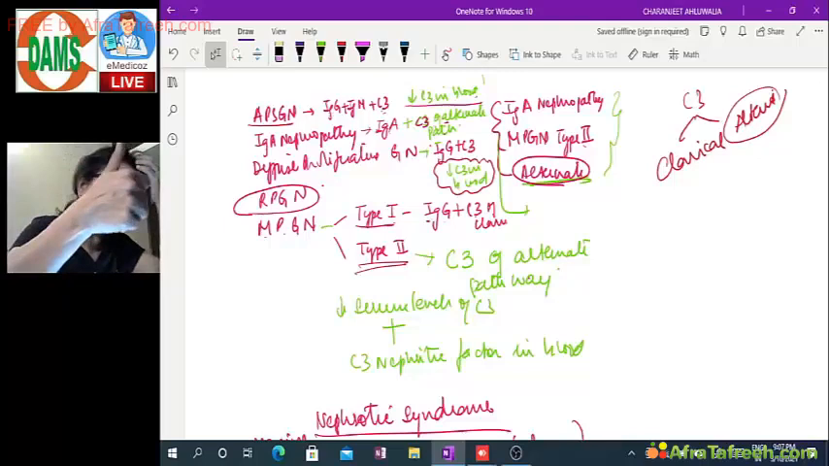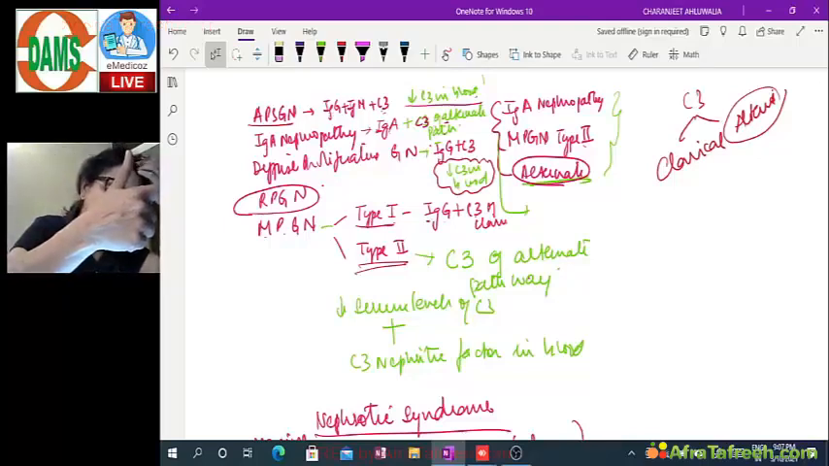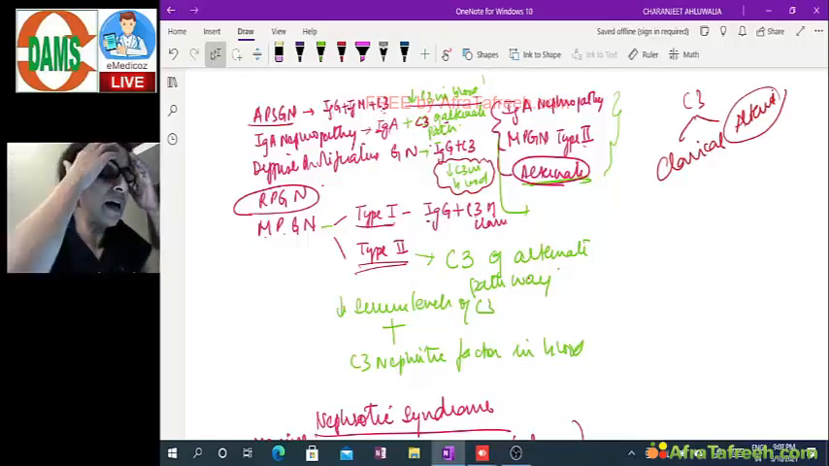So in acute post-streptococcal, serum C3 levels fall down. In diffuse proliferative, serum C3 levels fall down. And in type 2 MPGN, serum C3 levels will fall down. So is it clear, Muskan?